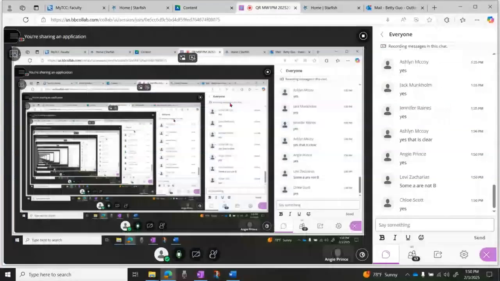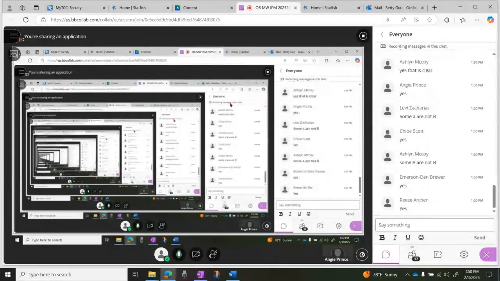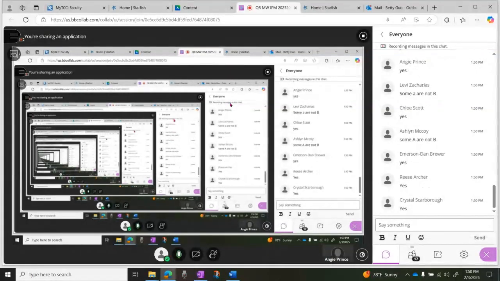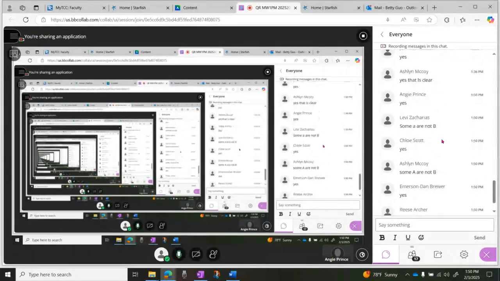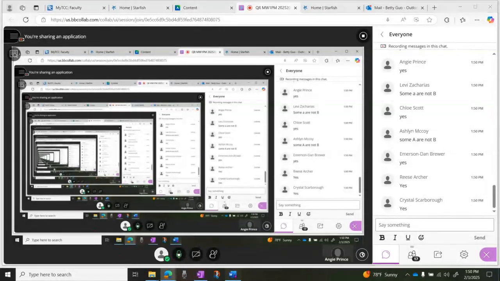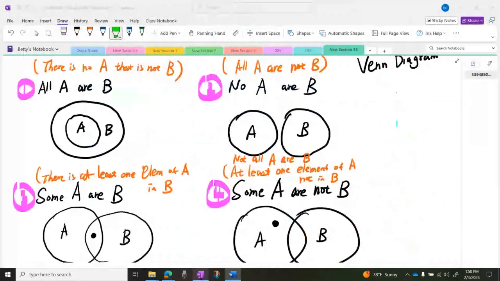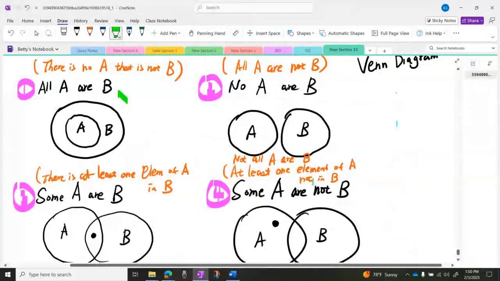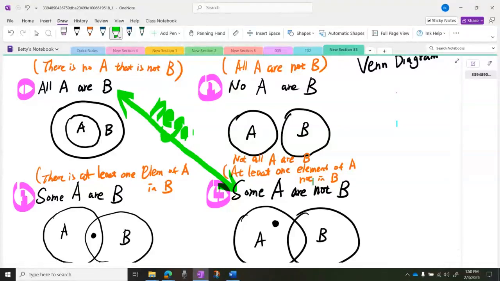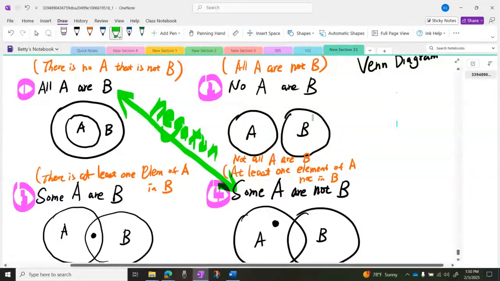It might be harder to negate a true statement. Some A are not B. Exactly. Thank you, Ashlyn. You got it right. We agree on those two. They are negations of each other. The negation of all A are B is some A are not B.